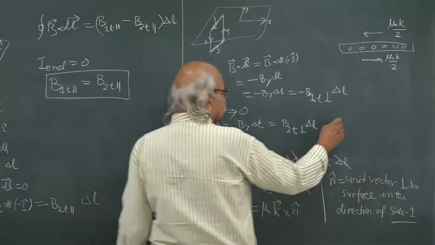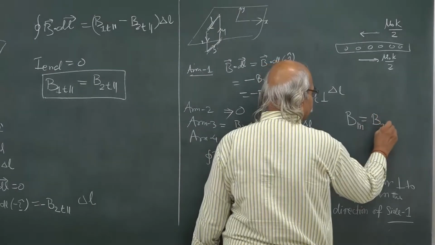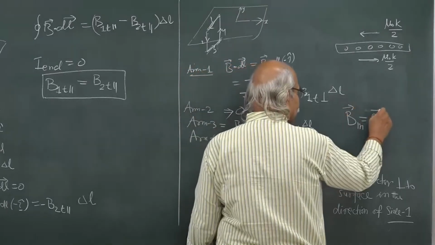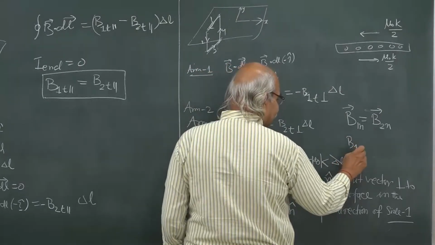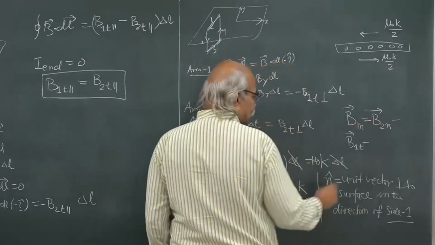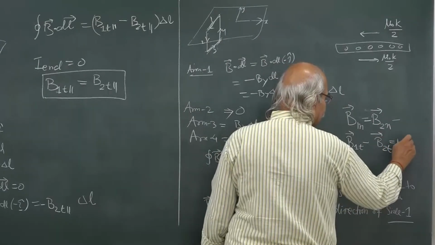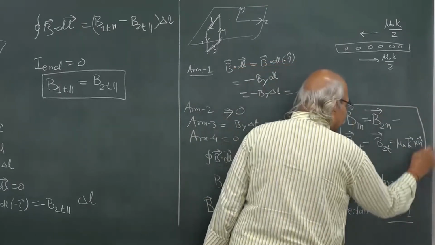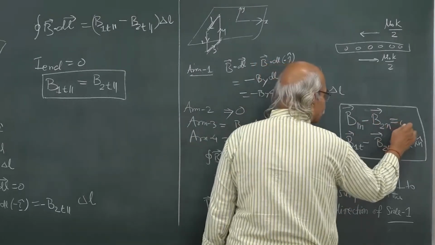So, for the normal component we had B1n equal to B2n, and for the tangential component, B1t minus B2t is equal to mu naught K cross n. You can also combine these, putting a minus here and equal to 0 here.